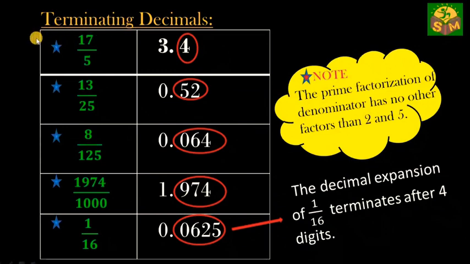In terminating decimal expansion, you will find that the prime factorization of the denominator has no other factors than 2 and 5.